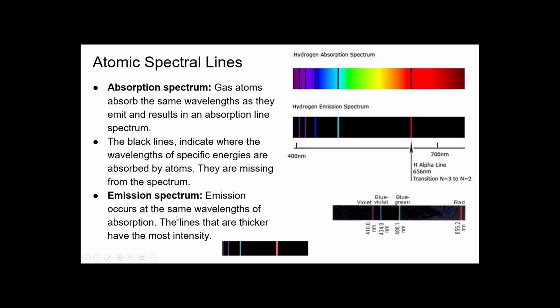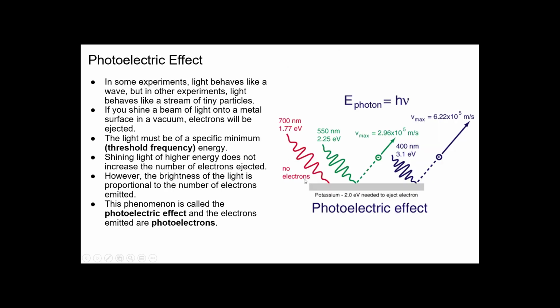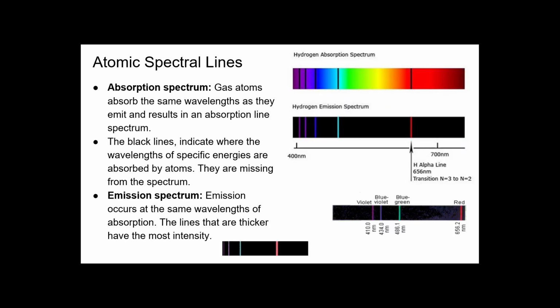Emission spectrum. Emission occurs at the same wavelengths of absorption. The lines that are thicker have the most intensity. Some of these you can't really tell, like that one doesn't look like it's got a strong enough intensity. This one shows that it has a strong intensity. And the rest of them, that one looks like it's small. But this is a perfect example. If the line is thicker, it has the most intensity out of everything that you're seeing. And that's most likely the color that you're seeing. So now that I've given you an idea, we're going to cover this more in the lab. And you can refer back to this too if it's not making sense. But next week's lab has to do with exactly this.